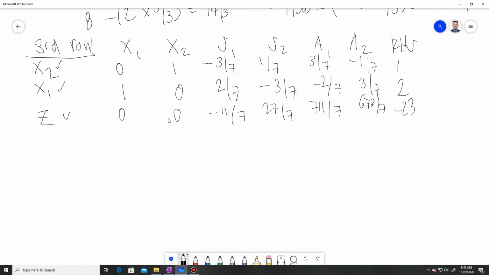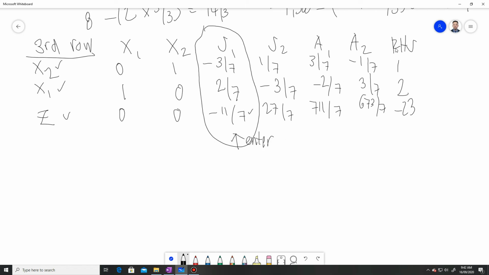Okay. Now we notice that it still has a negative value in the z row, so it is still not optimal. So we will again look for the entering variable, which is this one, the lowest. Entering.